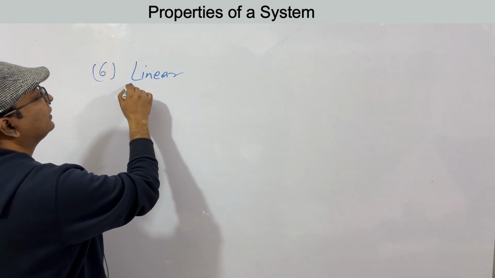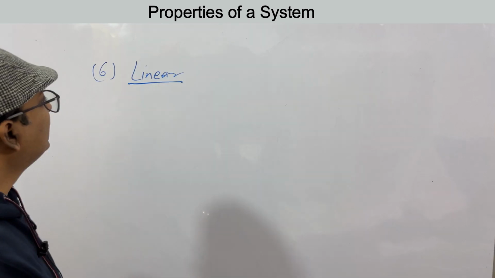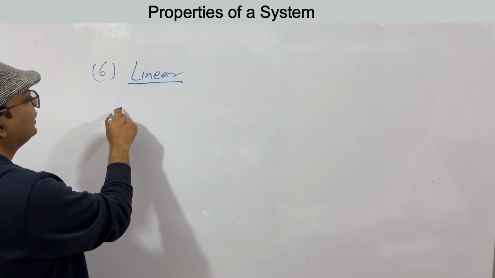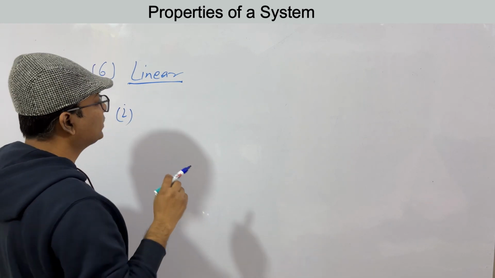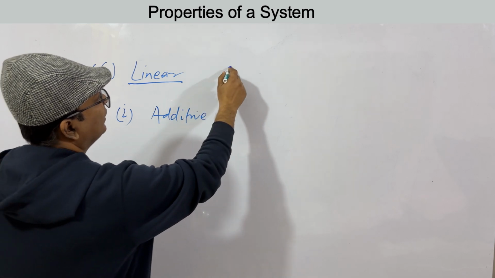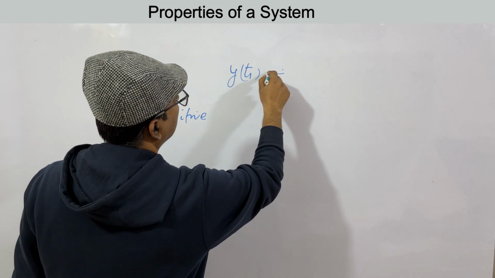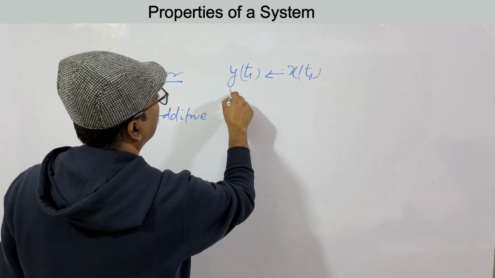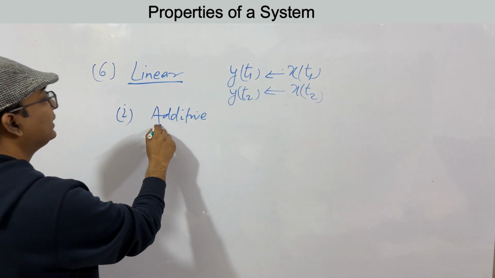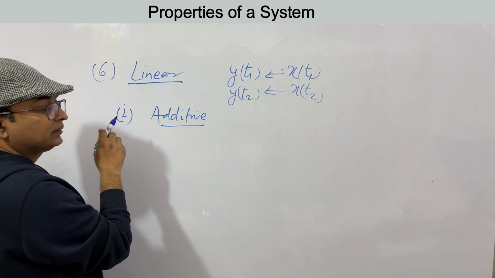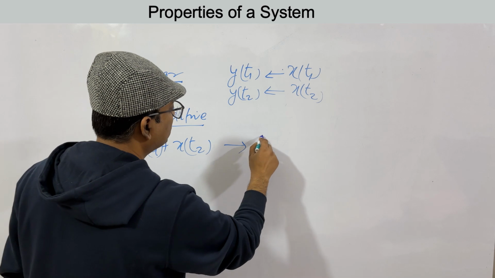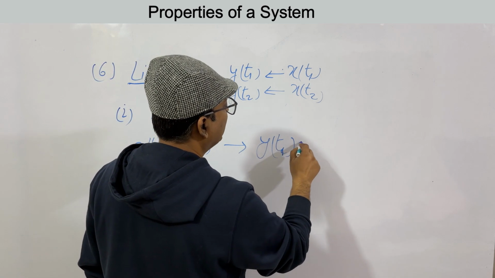So linearity. What is a linear system? A linear system is a system which possesses the property of superposition. The property of superposition means, first, additive. That is, if y1(t) was in response to x1(t) and y2(t) was in response to x2(t), input and output, then the additive property means if we feed the system with x1(t) plus x2(t), our output should be y1(t) plus y2(t).